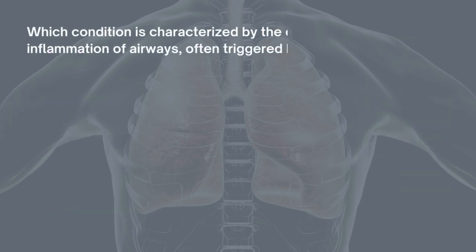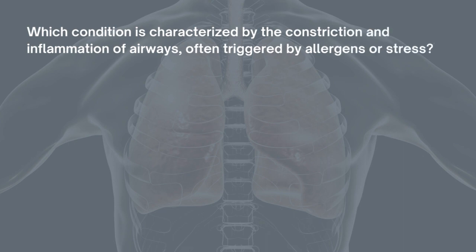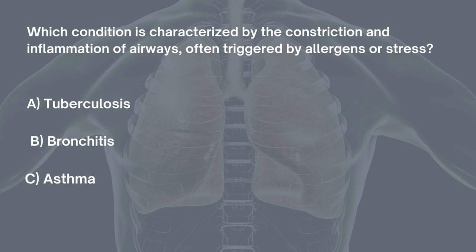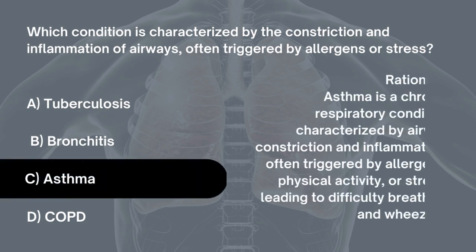Which condition is characterized by the constriction and inflammation of airways, often triggered by allergens or stress? A. Tuberculosis. B. Bronchitis. C. Asthma. D. COPD. Rationale. Asthma is a chronic respiratory condition characterized by airway constriction and inflammation, often triggered by allergens, physical activity, or stress, leading to difficulty breathing and wheezing.